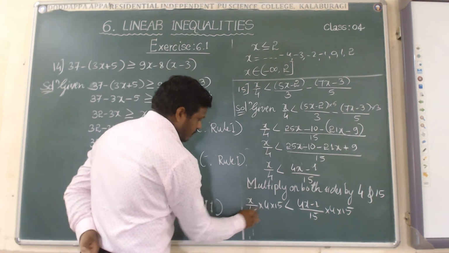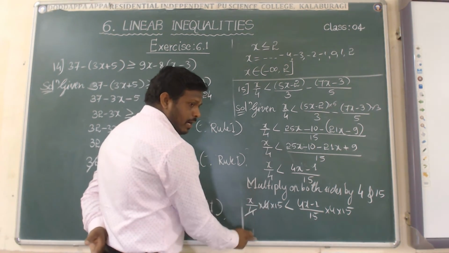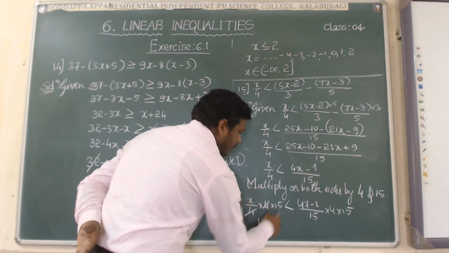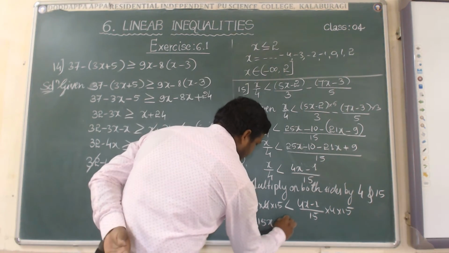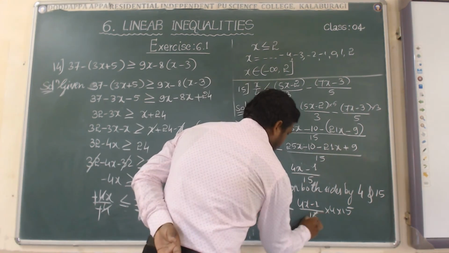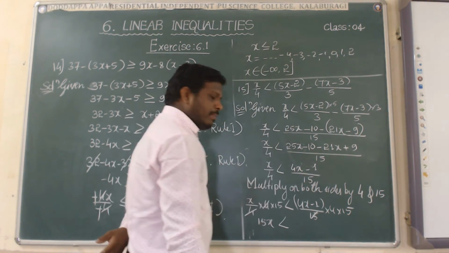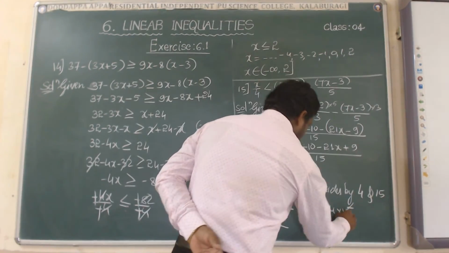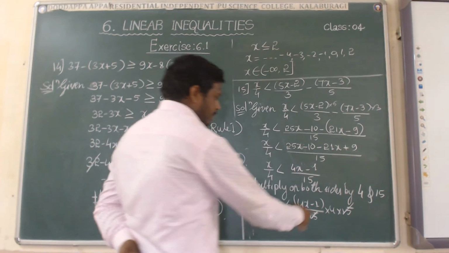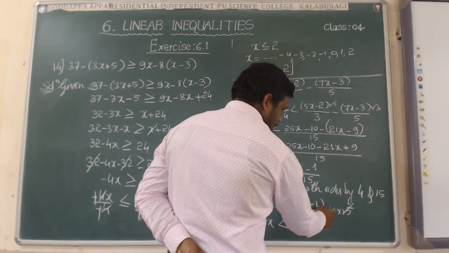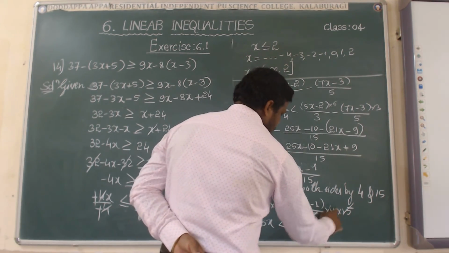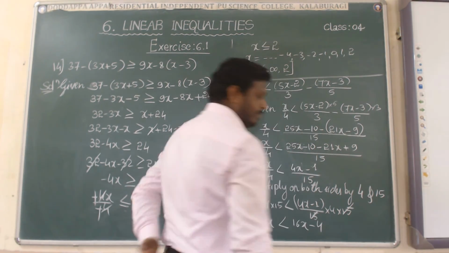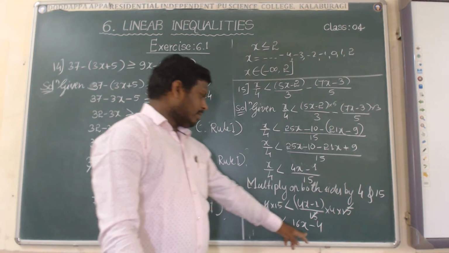Now remove this 4 and it gets cancelled. What is left is 15x, x into 15, 15x. Less than symbol stays. Here 15 goes, and you have to write inside the bracket 4x minus 1. What is left here is 4. We have to multiply 4 with these two terms. So 4 fours are 16x minus 4. Are all of you following up to here?